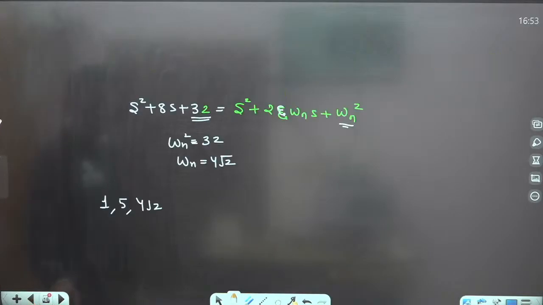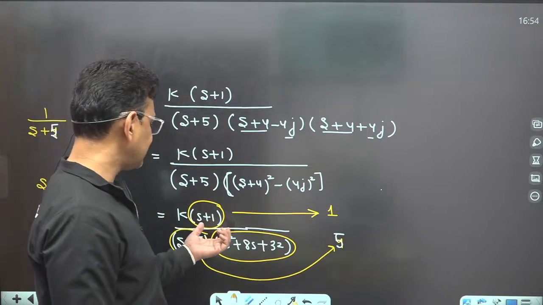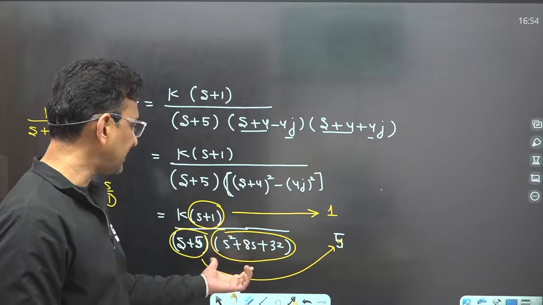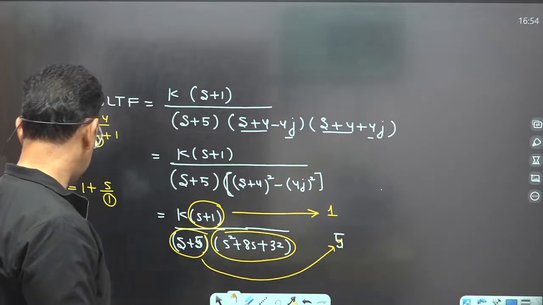So for simple pole and zero, the corner frequency is very simple. It is the frequency at which simple poles and the zero exist. But for complex conjugate poles and complex conjugate zero, corner frequency is the omega n.